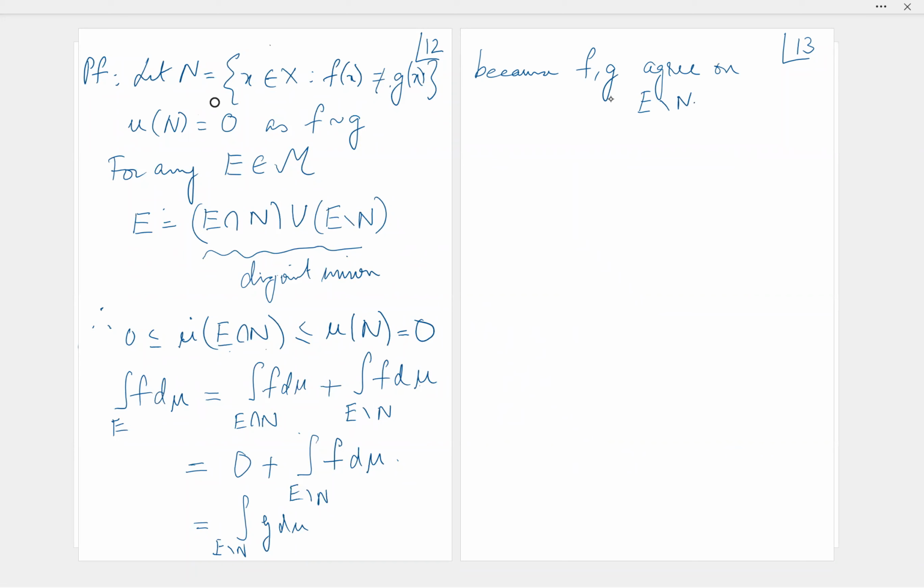Okay, and again, the intersection of N and E has measure zero. So it doesn't matter whether you have F or G there, it's still going to be zero.